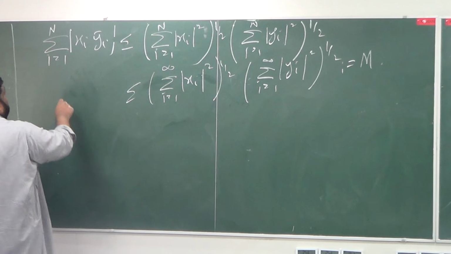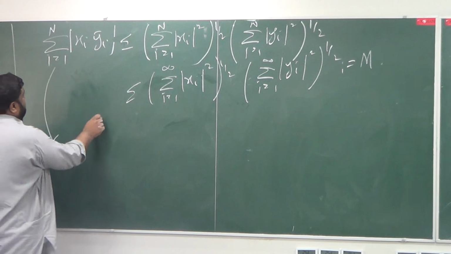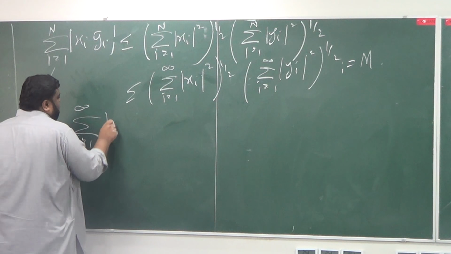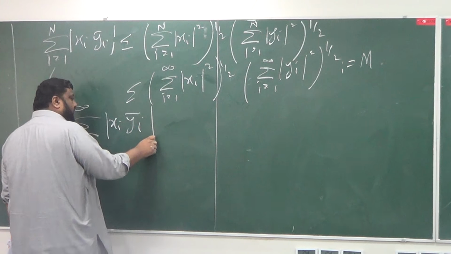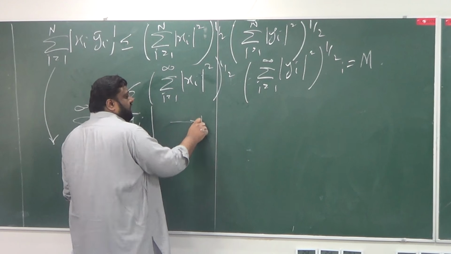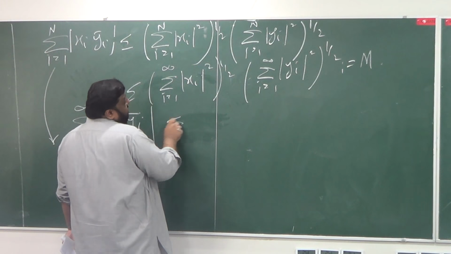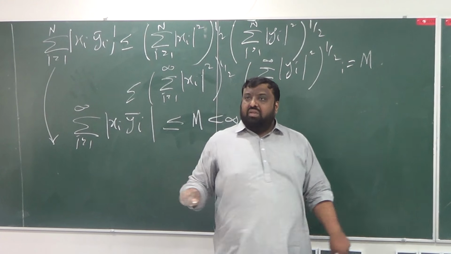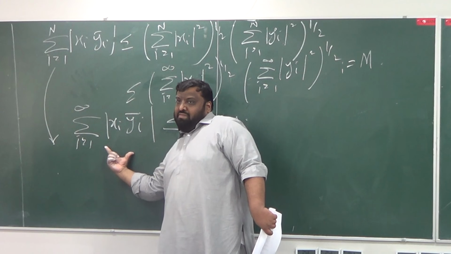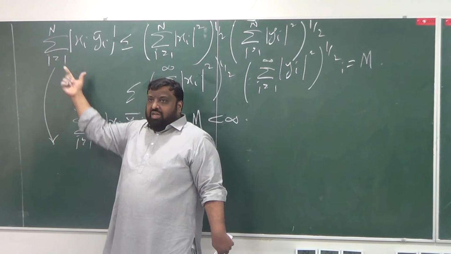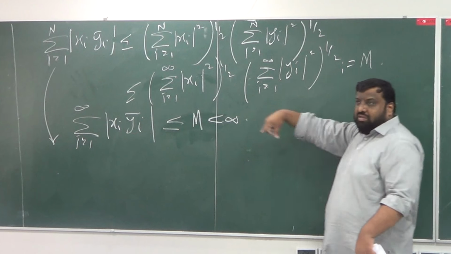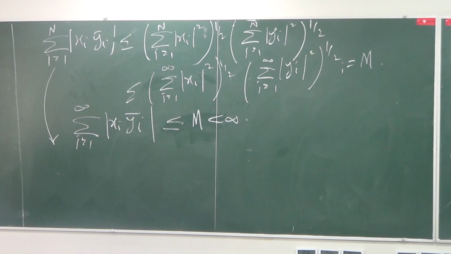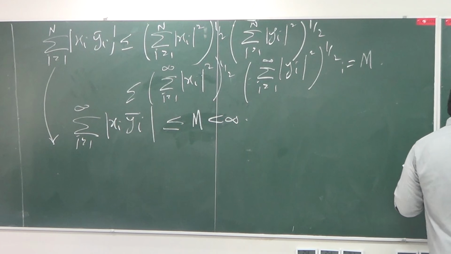Alright. So, in other words, what does this show? That the sum from i equals 1 to infinity of xi yi bar makes sense. It must be less than or equal to N, so it must be finite. Why? Because this is the supremum of such partial sums, and the supremum must be less than or equal to any bound. So this makes sense, and we can say that this series converges.